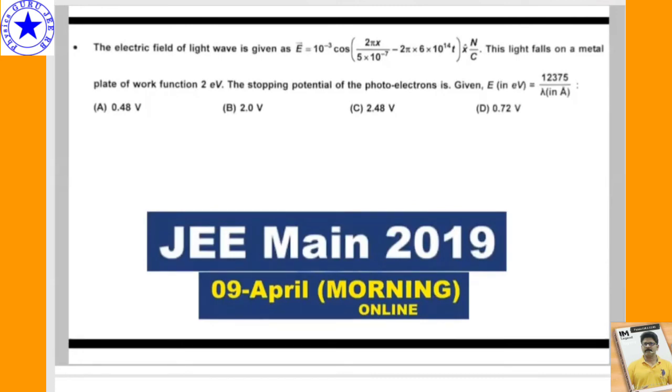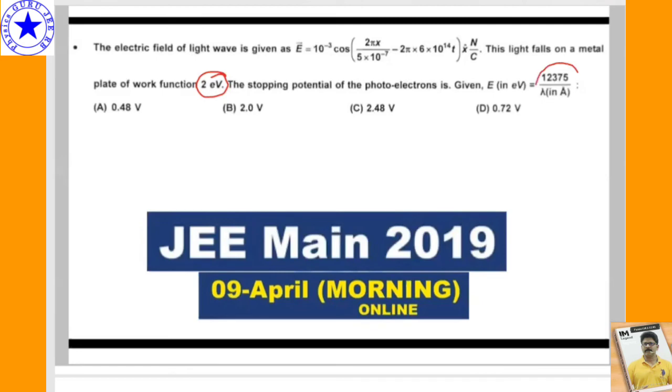Here the electric field of a light wave is given as E = 10 to the power of minus 3 cos of (2 pi x divided by 5 into 10 to the power of minus 7 minus 2 pi into 6 into 10 to the power of 14 into t) Newton per coulomb. This light falls on a metal plate of work function 2 electron volts. Then the stopping potential of the photoelectrons is given by.